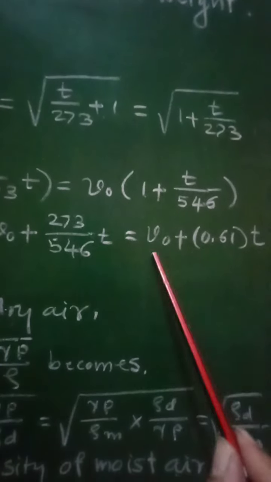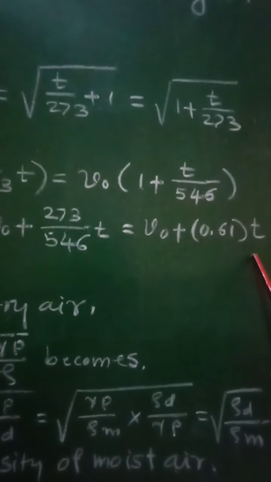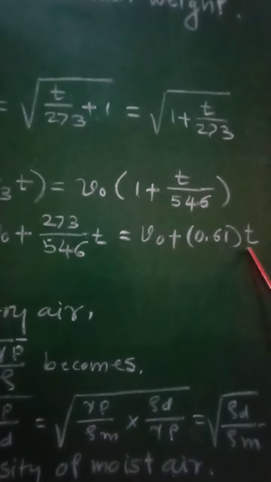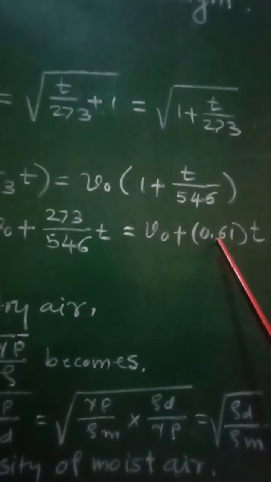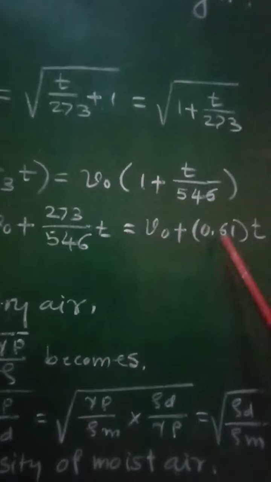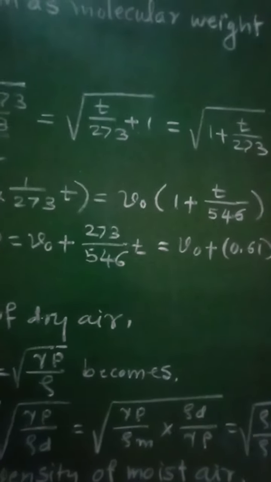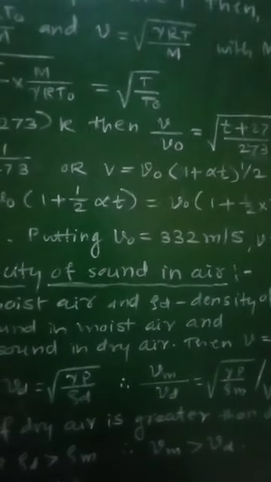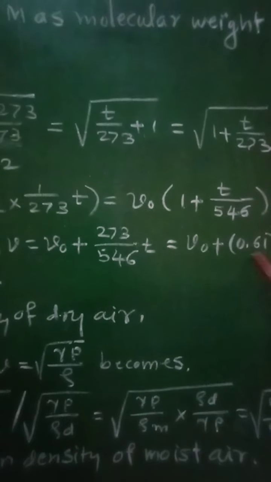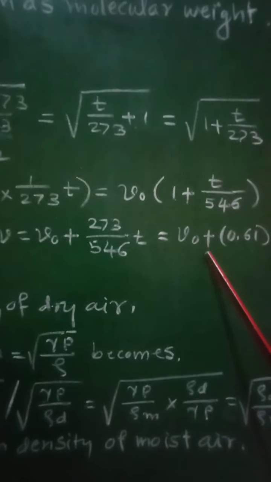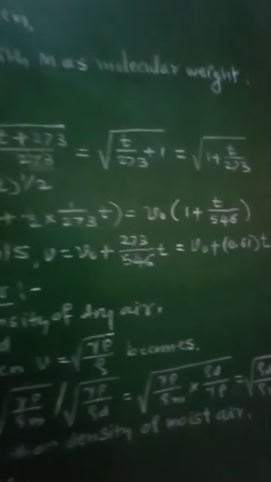Which comes out to be phi0 plus 0.61t. From this relation it is clear that if there is an increase in temperature by 1 degree Celsius, then velocity will increase by 0.61 meters per second, and therefore from this equation it is clear that there is linear variation in velocity with change in temperature.